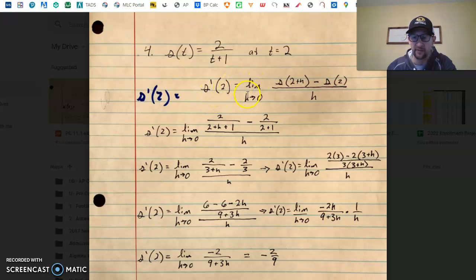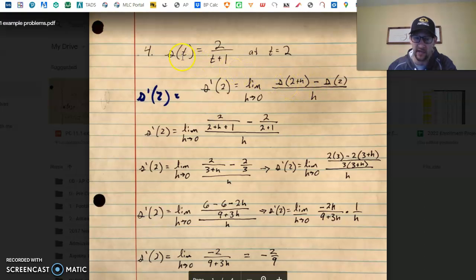So we start by finding the limit as h approaches 0 of s of 2 plus h minus s of 2. So this is, again, the formula in the notes, f of a plus h minus f of a. F is changed to s because s is the function we're working with. A is 2 because that's the value at which we're finding this derivative or slope.